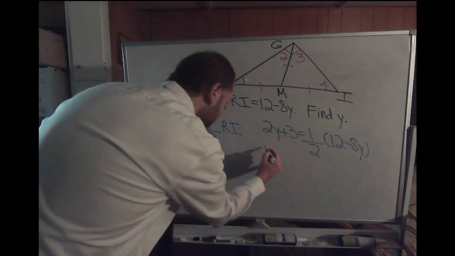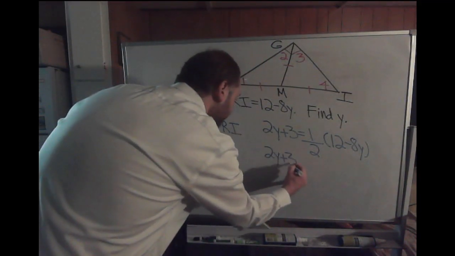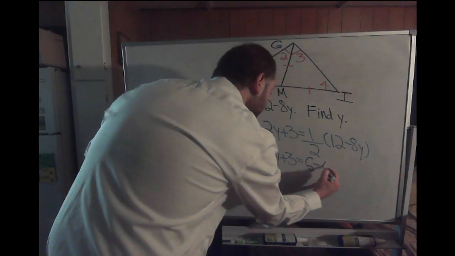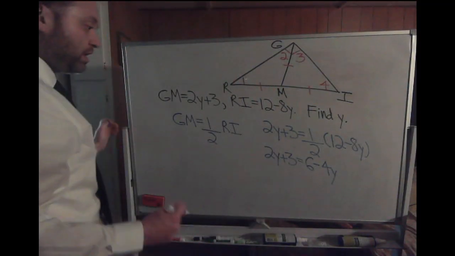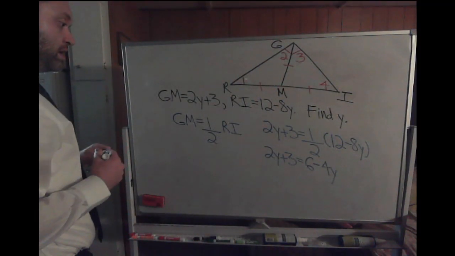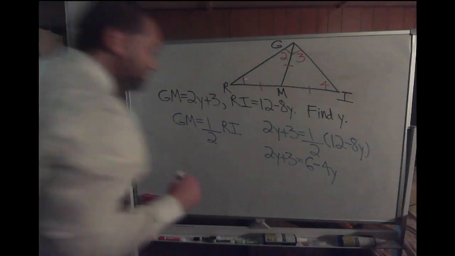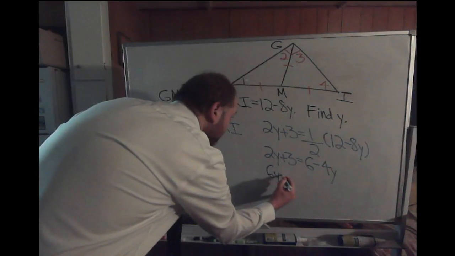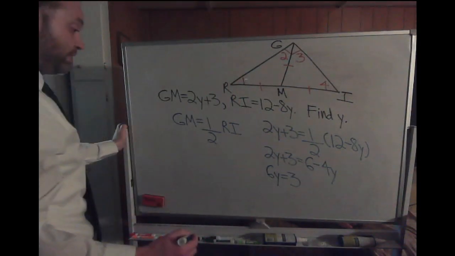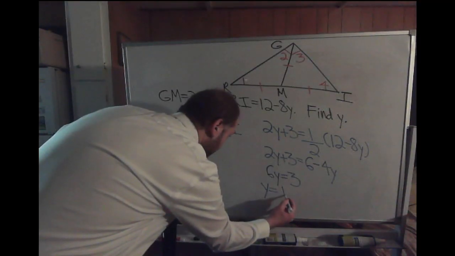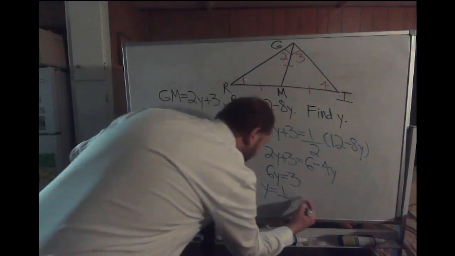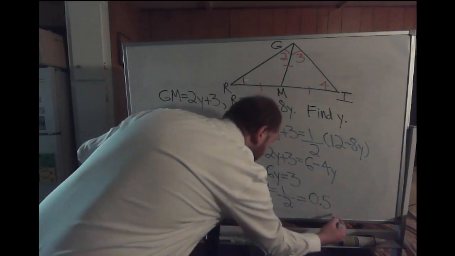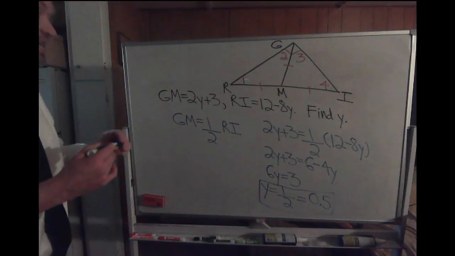Now we're cooking, because then we have 2y plus 3. Distribute this, you would end up getting that equal to 6 minus 4y. Which would then end up giving you 6y is equal to 3, which then means y is equal to 1/2. Which really we should say is 0.5, because we're dealing with geometry, we should really say 0.5.